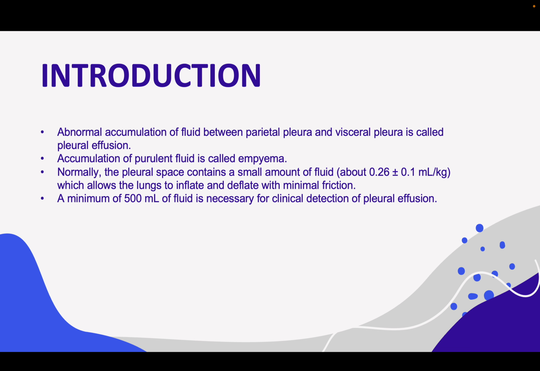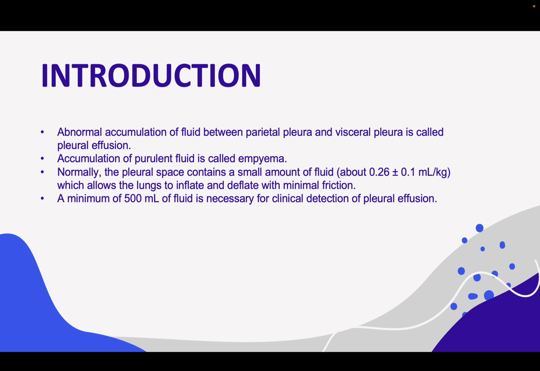Here is the introduction. We know that pleural effusion is a condition where there is abnormal accumulation of fluid between the parietal pleura and visceral pleura, and we call this pleural effusion. The accumulation of purulent fluid is called empyema, so this is different. The consistency of the fluid is different because purulent fluid is pus, or I mean viscous and thick, so we call that empyema, thoracic empyema.